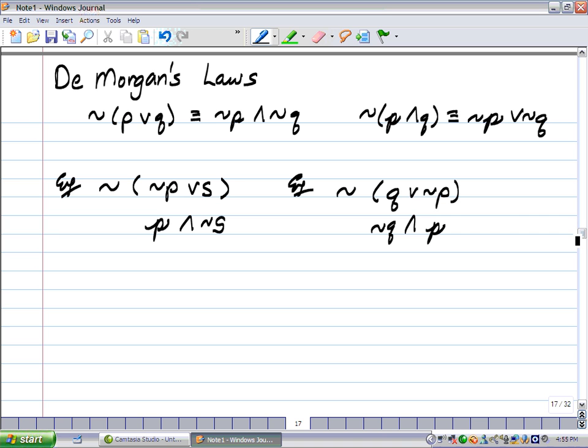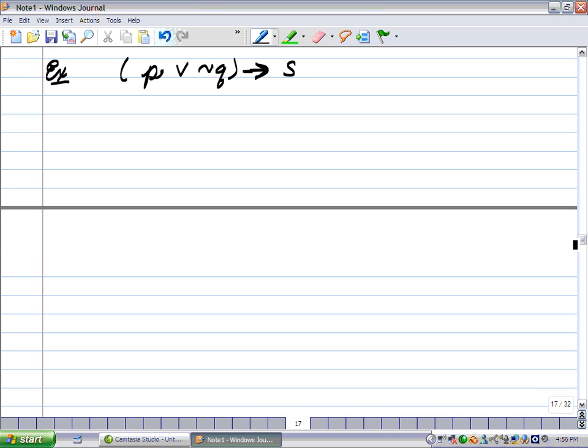Now let's combine the idea of the implication and DeMorgan's law and see if we can rewrite a statement such as this. P or not Q implies S, or the other way of saying it is, if P or not Q, then S. We saw above that the thing before the implication turns to its opposite. So this whole thing is turning to its opposite. The if-then, or the arrow, turns to an or, and the S stays the same.